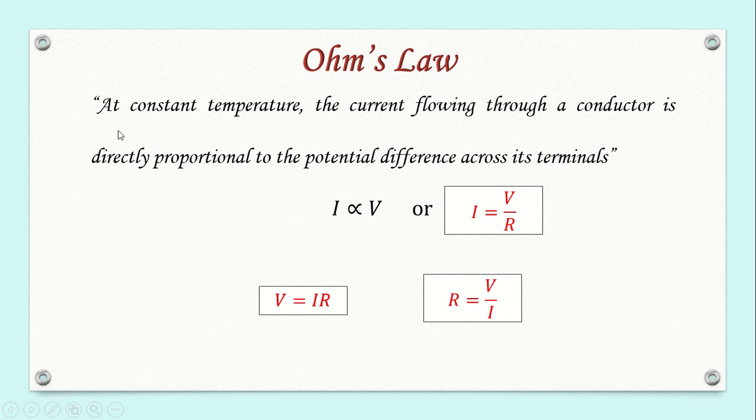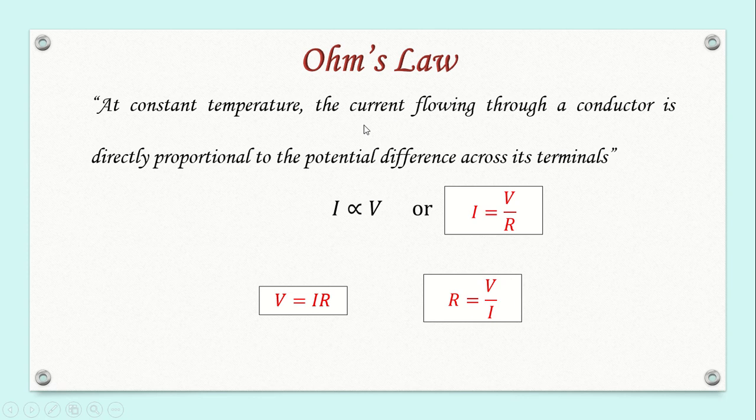I have noticed a common mistake made by students is that they omit this part and state Ohm's law as: the current flowing through a conductor is directly proportional to the potential difference across its terminals. But that is wrong. Ohm's law will be applicable only if the physical conditions remain as such, that is, the temperature should remain constant. So at constant temperature, the current flowing through a conductor is directly proportional to the potential difference across its terminals.